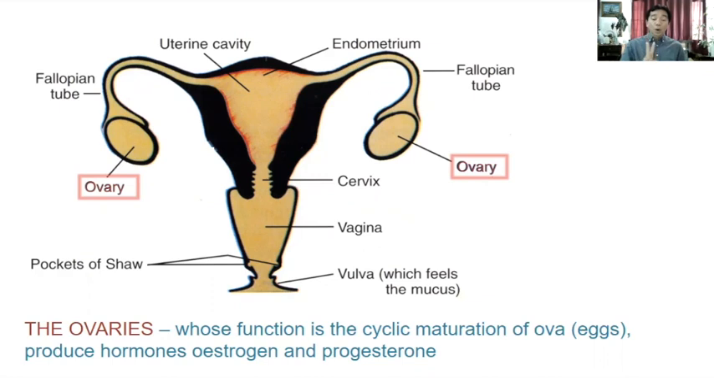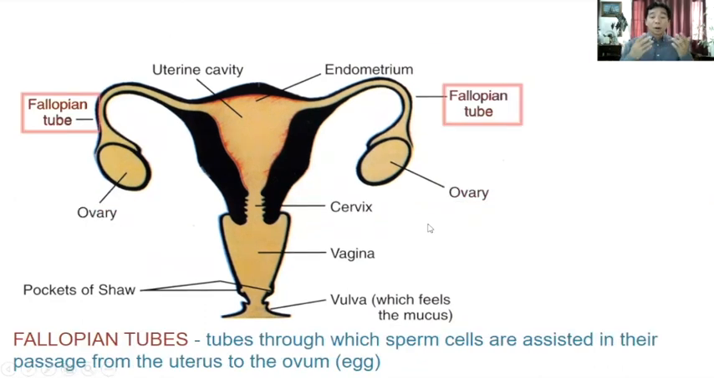So these are the two hormones, estrogen and progesterone, na ang tinatawag nating ovarian hormones. So ito ang pinaka-function ng dalawang ovaries in the female reproductive system. Kapag napaliwanag mo na yan, you can go now to the fallopian tubes. Ito po yung dalawang tubes, left and right. Ano ang kanyang function? Tubes through which sperm cells are assisted in their passage from the uterus to the ovum. Ang ibig kong sabihin, diyan po dumadaan ang sperm para matagpuan niya ang egg weighing 3/4 of the fallopian tube.